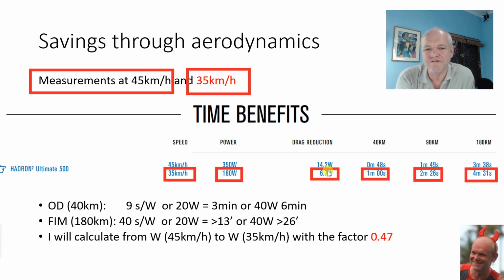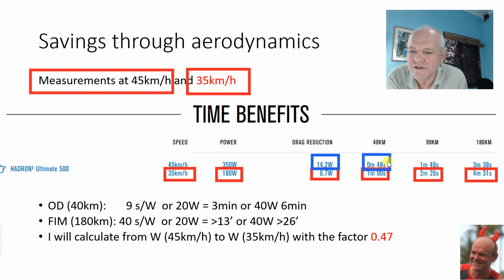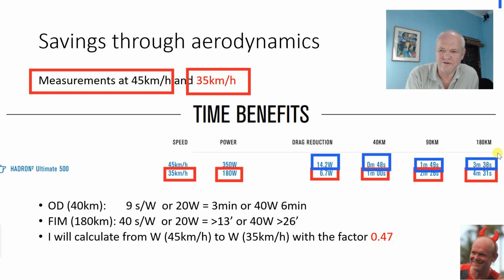But if you are at 45 kilometers per hour, or the professionals are, they have savings which are higher in watt. So that looks good for them. We have it here. They have 14 watt savings, but on the other hand, they save only 48 seconds on 40 kilometers, and on 90 kilometers about 150 seconds. And on 180, it is 3 minutes and a half, more or less. So we are slower, but our time saving is larger.